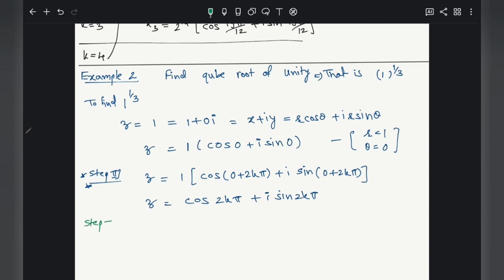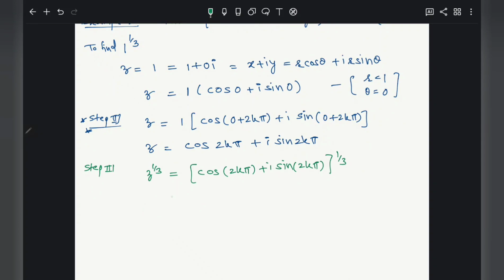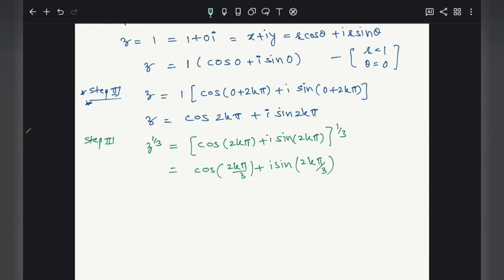Then we have to do step 3. What is step 3? Now we have to take the cube root, that is raised to 1 by 3. So this number which we have written, I will take raised to 1 by 3. So De Moivre's theorem we will be using, and the 1 by 3 will come in the angle as cos 2k pi by 3 plus i sin 2k pi by 3. This is how we have taken.